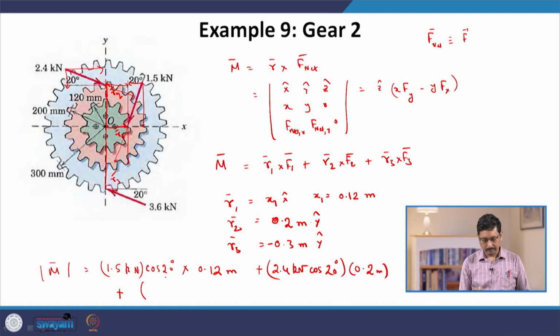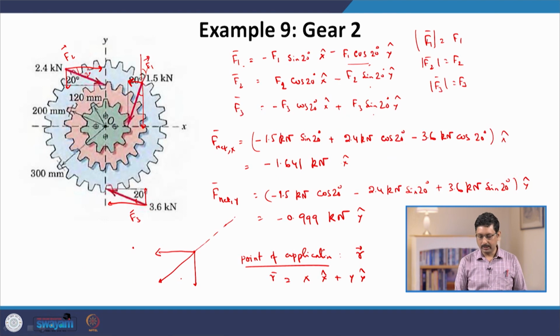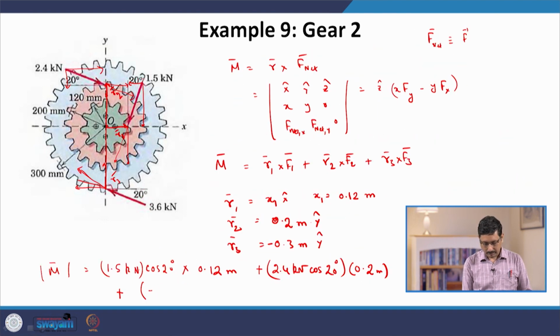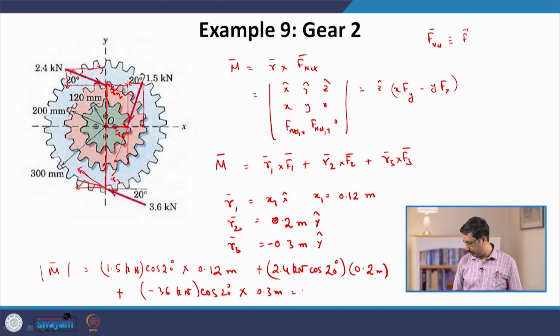and plus, similarly for the force F3, we move it along the line of action. Then the y component of this force F3 passes through the pivot point, so it will not contribute to the moment. Only the x component will contribute, and that x component was minus F3 cos 20 degree. So, minus 3.6 kilonewton cos 20 degree times 0.3 meter, and this will turn out to be 1.